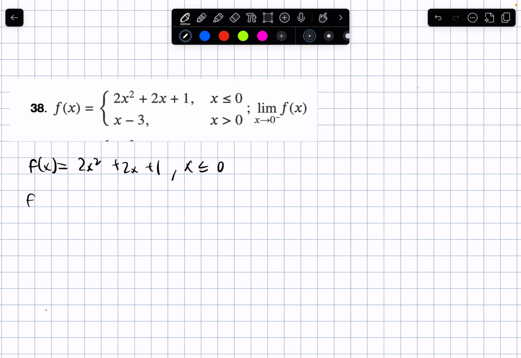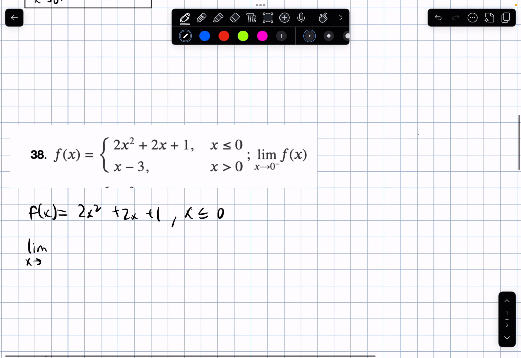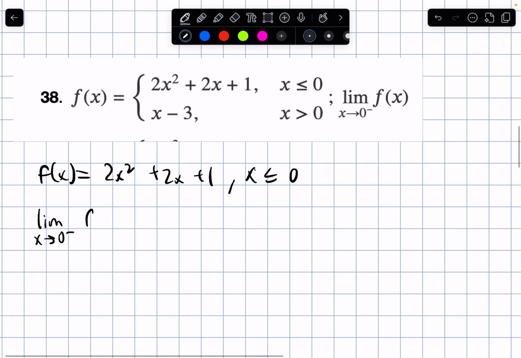And so this function is also continuous. By the way, we just knew that both these functions were continuous because they didn't have a denominator that would exclude any x values. So as x approaches 0 minus, because this is the left-hand limit, we can tell that by the minus sign. So as x approaches 0 minus, f of x equals 2x squared plus 2x plus 1.